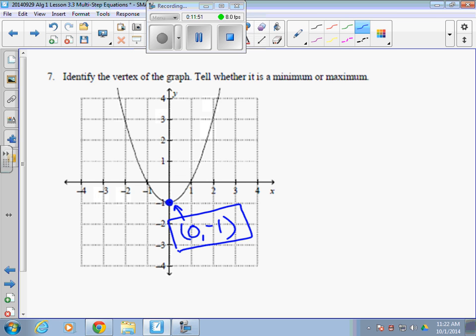Then it says, tell whether it's a minimum or a maximum. Is it at the bottom or the top? The bottom, so that would be considered a minimum. If it were a maximum, it would look like that. This is one that opens up like a U, so it's going to be a minimum.